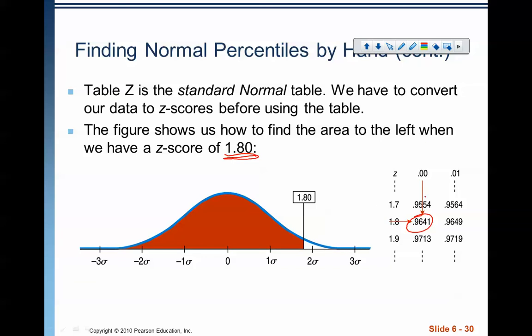So that's how they got to 1.8, right? If we wanted to find 1.65, you're going to go to the area here that says 1.6, and you're going to go over to where it says 0.05, and that's going to be 1.65.